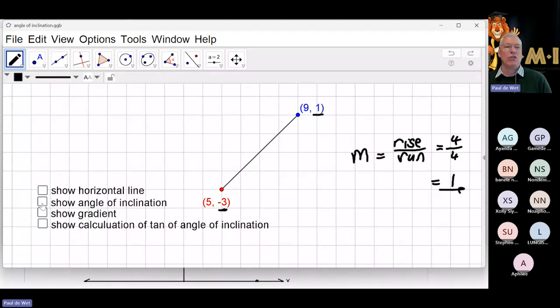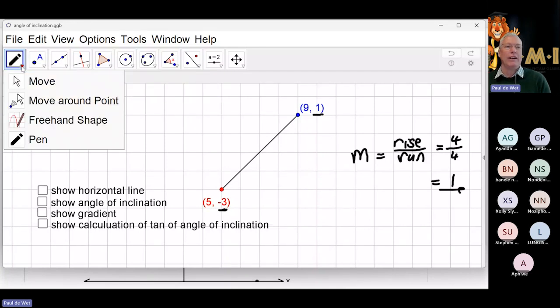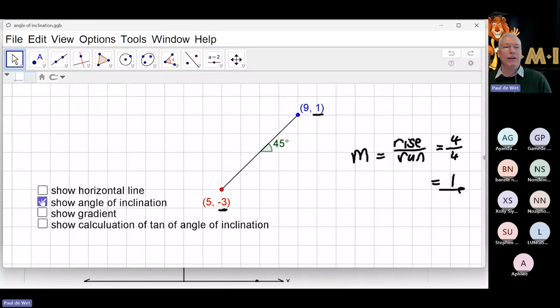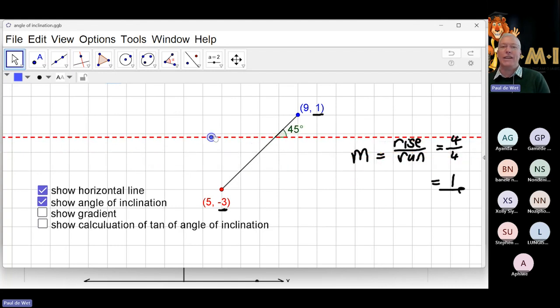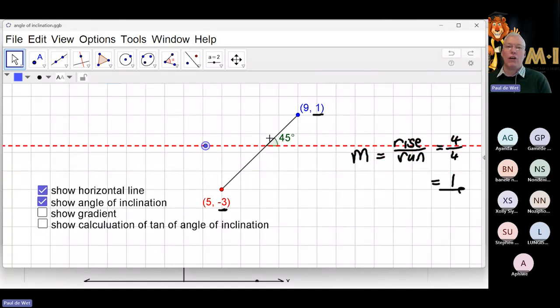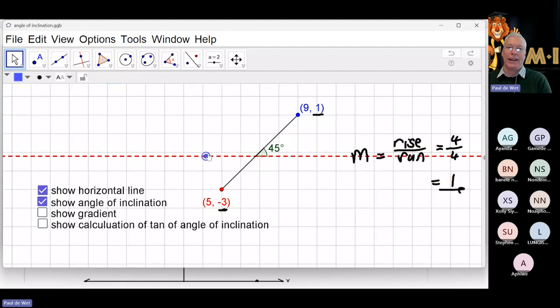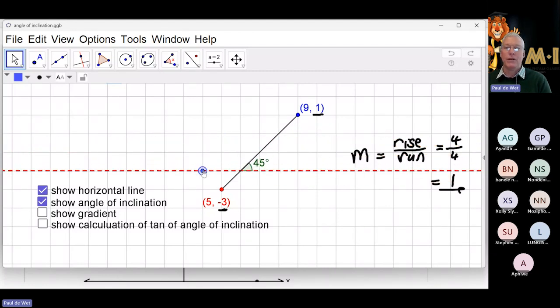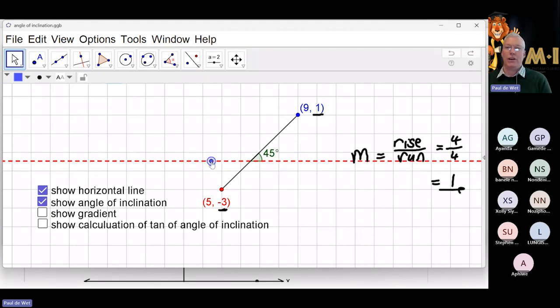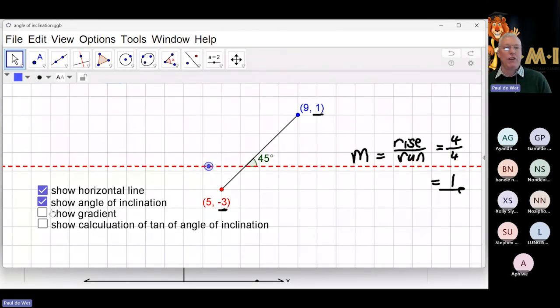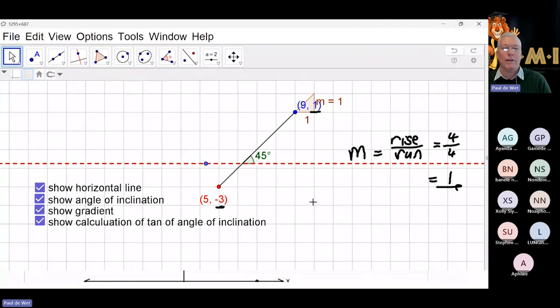Now what I want to show you is where the angle of inclination is. I'm going to show a horizontal line, and I'm going to show the angle of inclination. Do you see that it doesn't matter where my horizontal line is? Because these are all corresponding angles. When I move the line down, I get a corresponding angle. So it's always 45 degrees. Are we okay with this? Now, if you show the gradient is 1, and if you show the calculation, then, I don't know where my calculation's gone. My calculation's not on the screen. I don't know why. It doesn't matter.